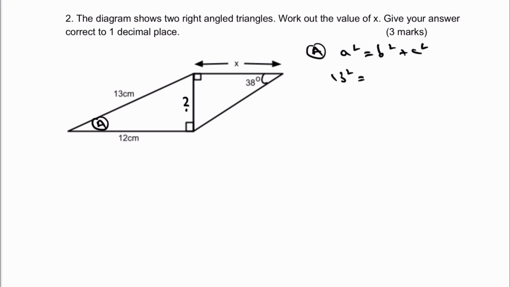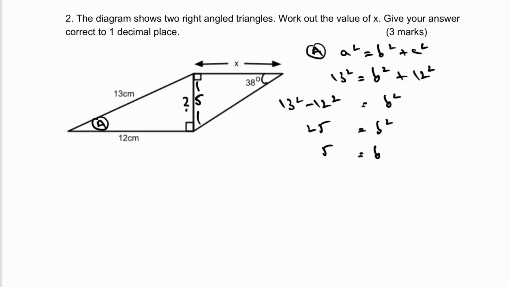13 squared equals B, which is the bit I'm looking for, plus C, which is 12 squared. So therefore, if I want to work out B squared, it's going to equal 13 squared minus 12 squared. Well, that's going to give me 25 equals B squared, so therefore B must equal 5. So therefore this triangle here has a side length of 5.